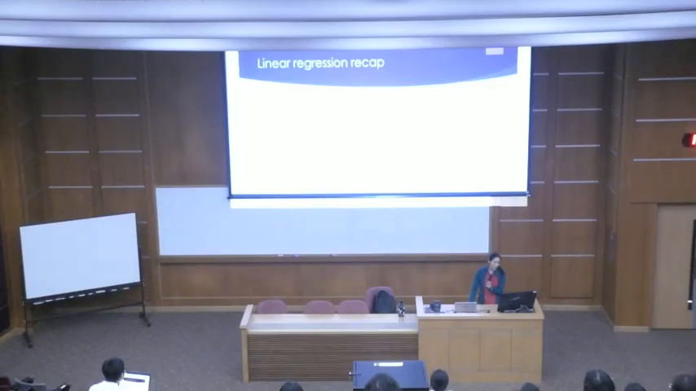Now, if x is continuous, this B1 is the slope. It's the change in y for every 1 unit increase in x, right? So it tells us how much of a change we should expect in our outcome as we increase our predictor, right? Or a decrease, right? If it's a negative relationship.